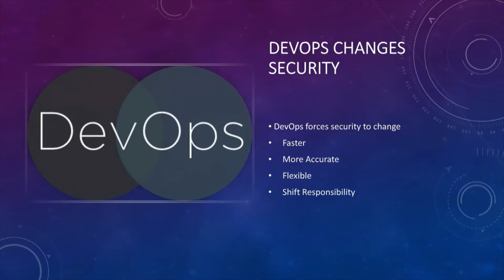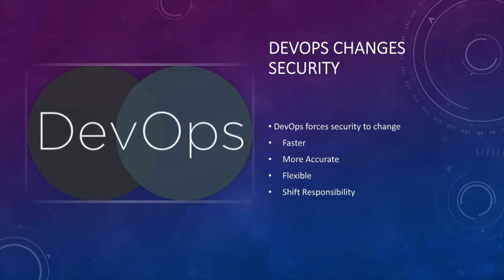Because you don't want to do things quicker and sacrifice quality and security at the same time, right? So DevOps really changes our mindsets around security. You have to go faster. You have to be more accurate. You can't be faster and less accurate, right?